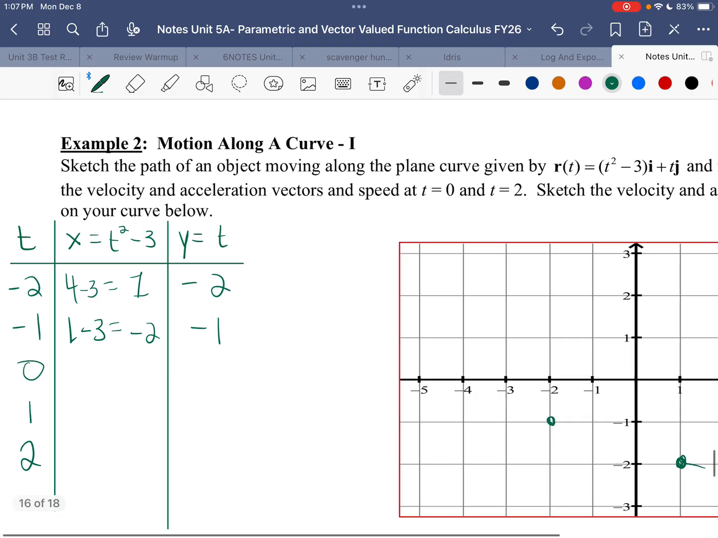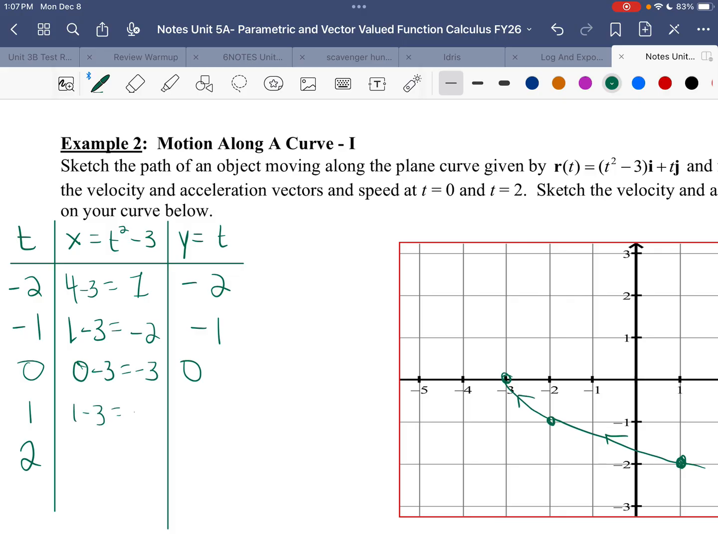So already, I know it's doing something like this. We get 0 minus 3, 0. Okay, 1 minus 3, and 1. So -2, 1. And then 4 minus 3 is 1, and 2. So 1, 2. So if you think this looks like a parabola, you're correct. It is a parabola.